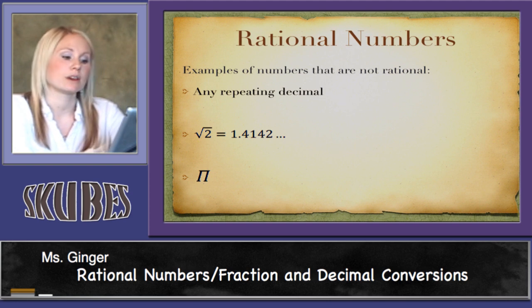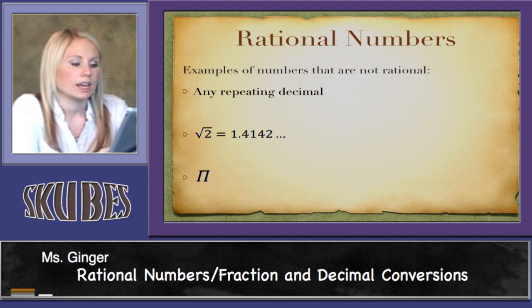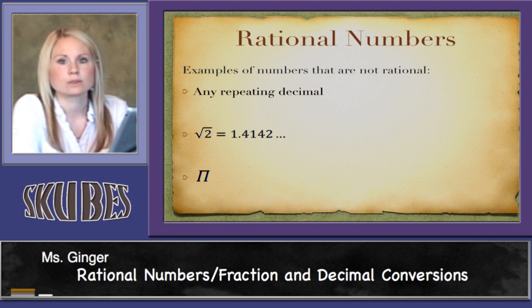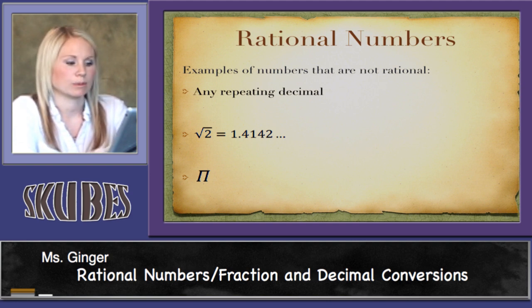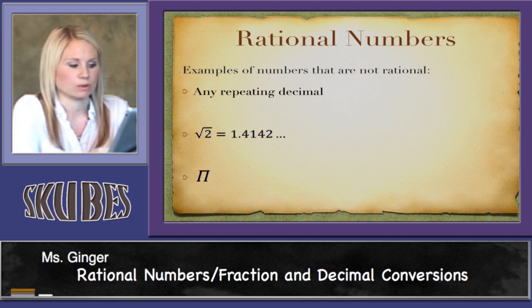Here are some examples of numbers that are not rational, or what we call irrational. Any repeating decimal that continues on forever, we would not be able to write as a fraction because we would not be able to convert it. So that is an irrational number.